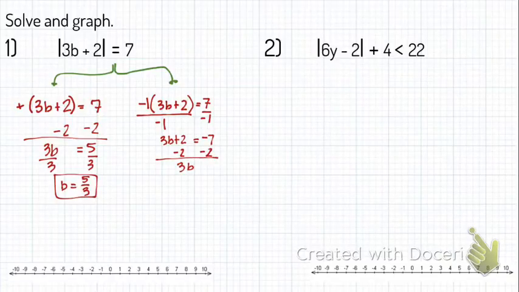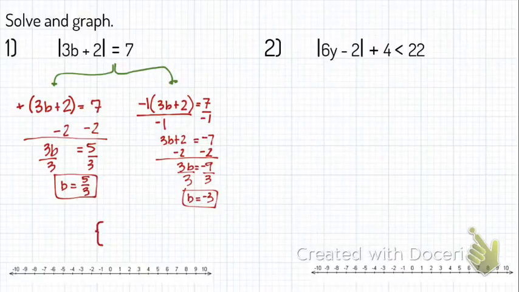So 3b is going to stay on the left side, and we've got 3b equal to negative 9. Divide both sides by 3, and I get b is equal to negative 3. Box my answer. So I have two answers here. I could leave my answer like this. Another way you could write it is the following.